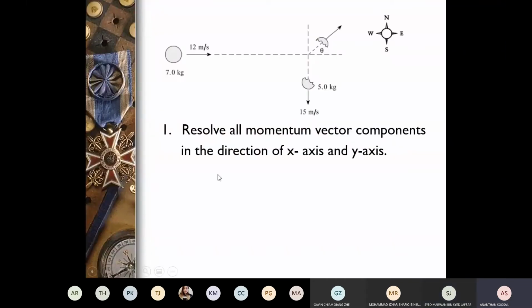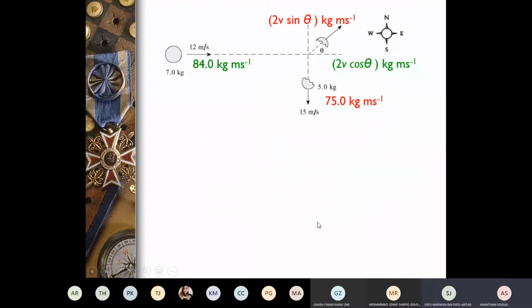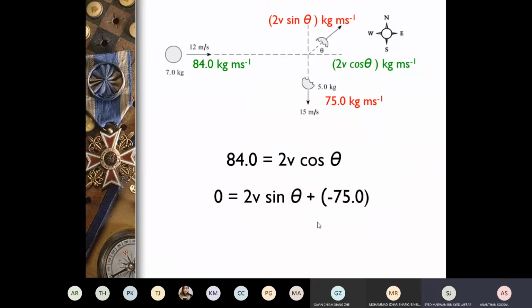Okay, so that's what we did just now. Resolve the momentum vector component to the x and y direction. Okay, so 84 kilogram, and with that 2v cos theta, 75, and that. Then form equations to relate total momentum in the x-axis and also in the y-axis. The two equations just now we resolved. Then you get this formula. Then finally you get these two answers. Just now, I believe both of you said these two answers, right? Okay, this is momentum in collisions, collision in two dimensions.